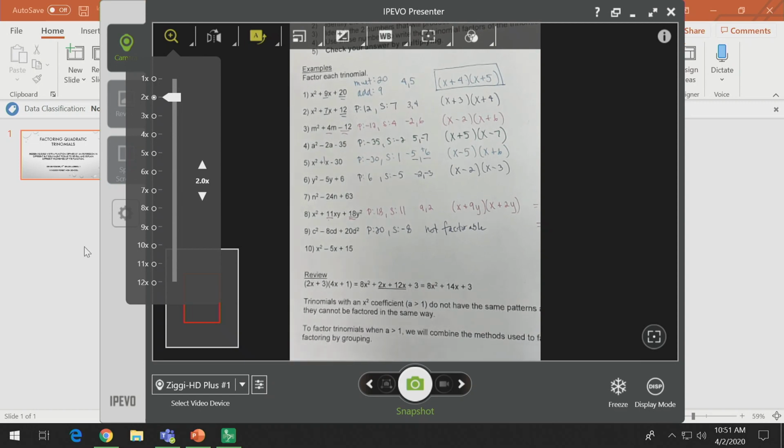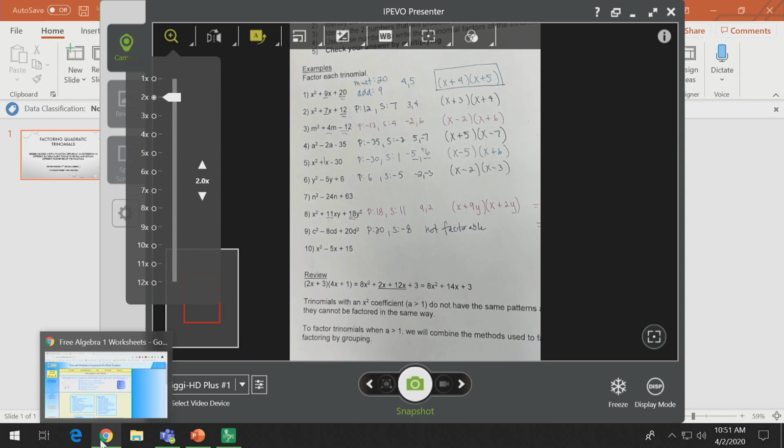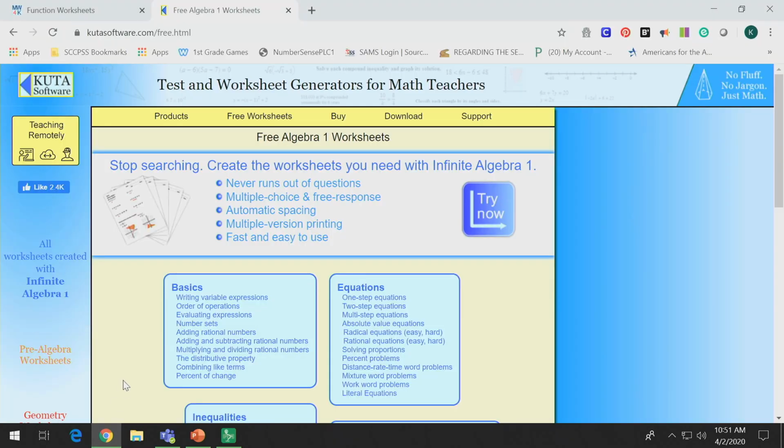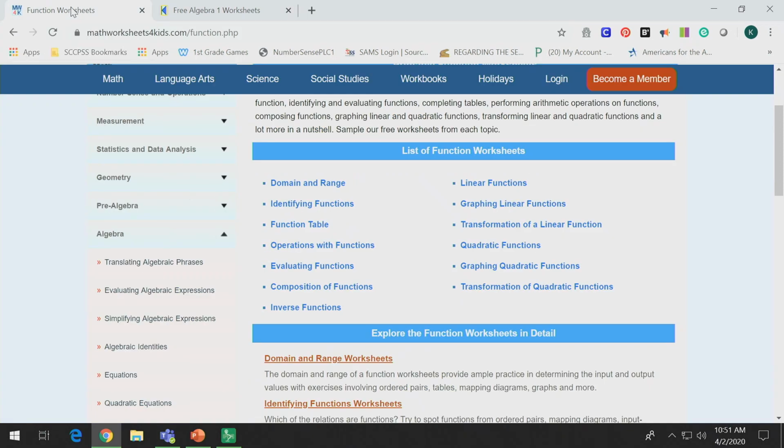What I want to do now is show you some of the resources that I've used, because we all are looking for resources right now, parents and teachers alike. So if you look at my first site, it's called Math Worksheets for Kids. I did ask them for permission to post some of their information on my Weebly page or on my Google Classroom. They allow me to use their links because they want teachers and parents to use them as resources.